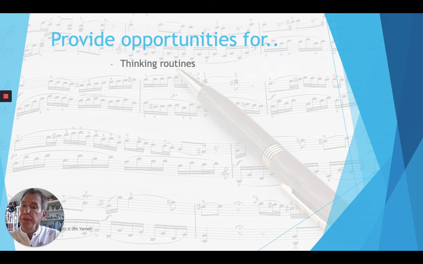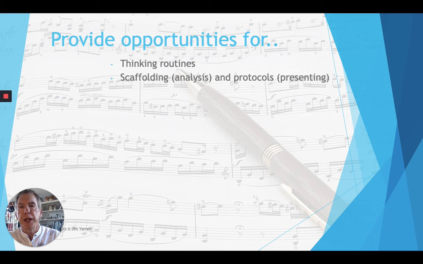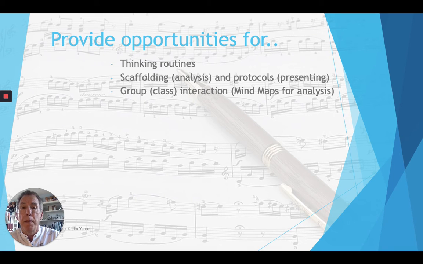It provides opportunity for thinking routines, a process, sort of a protocol of what we might go about when we're investigating new music. I hear a lot of talk about scaffolding, especially in terms of analysis and protocols in terms of presenting music. It offers opportunities for that, let's say with analyzing music. In the past, I've done this analysis tool of means, meter, melody, harmony, and so on. It provides an opportunity to document that, to have them go on and look at those types of things. Mind maps have become very, very popular in terms of musical elements, in terms of scaffolding techniques.